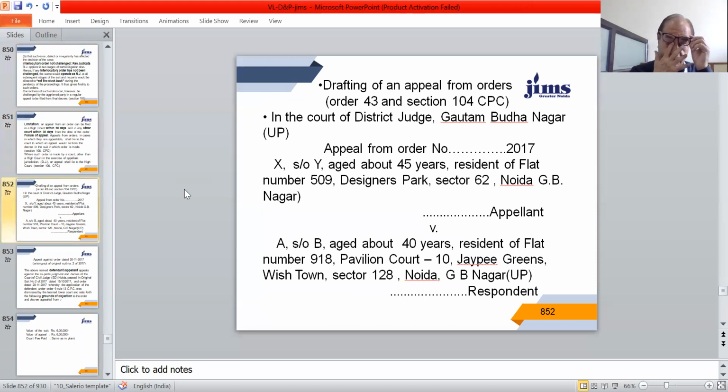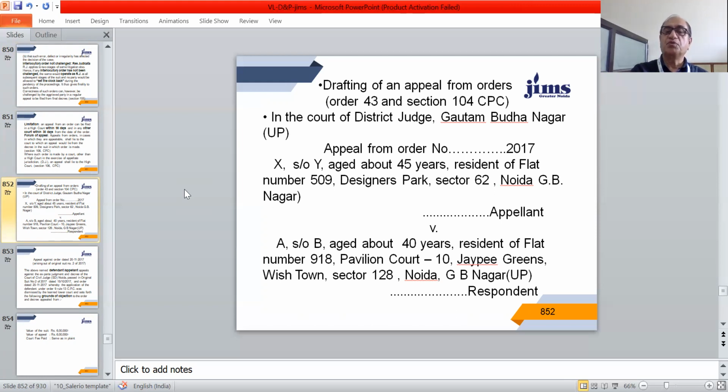Now, with this knowledge at the back of our mind, we will start drafting an appeal or memorandum of appeal from orders. As usual, first of all, you will have to select the name of the court. Since this is an appeal, the minimum name of the court will be the Court of District Judge, because that is the first appellate court available to you in the hierarchy of courts. So the selection and drafting of the name of the court is the most essential part of your drafting.